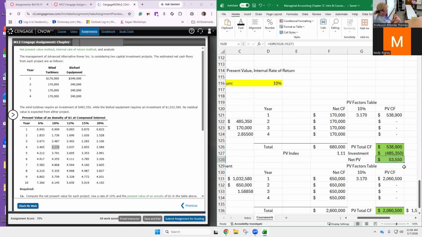Yeah, it'll be online though. It will. And it'll be in Cengage. Is the paper review worth points? Just like the other ones?